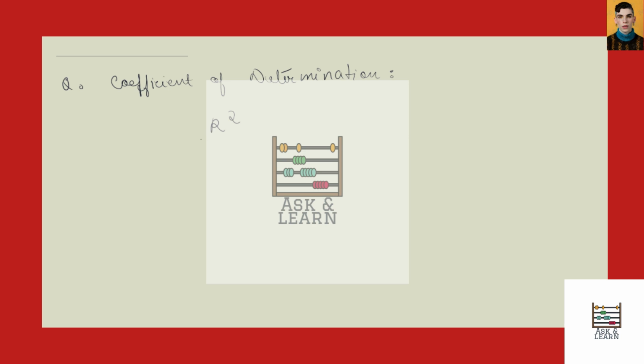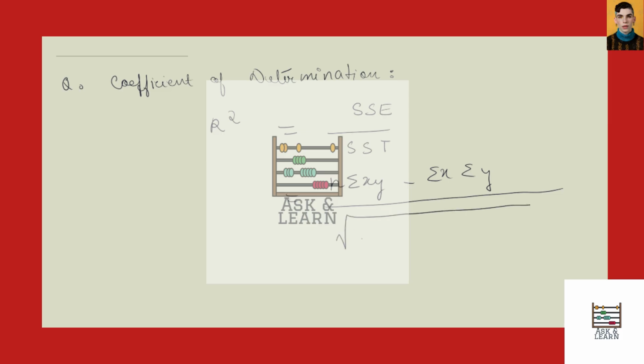It is given by R square is equal to SSR divided by SST, which is the ratio of the explained variation to the total variation, which is equal to n summation over xy minus summation over x into summation over y, divided by the square root of n summation of x square minus summation over x whole square, multiplied by n summation over y square minus summation over y whole square. So this is the formula of the coefficient of determination R square.